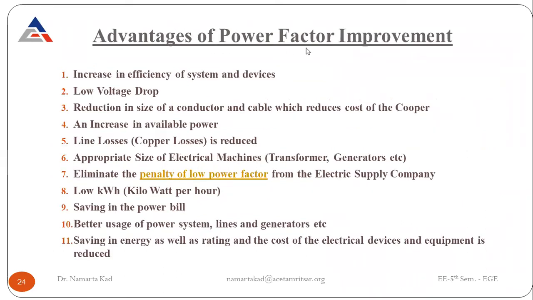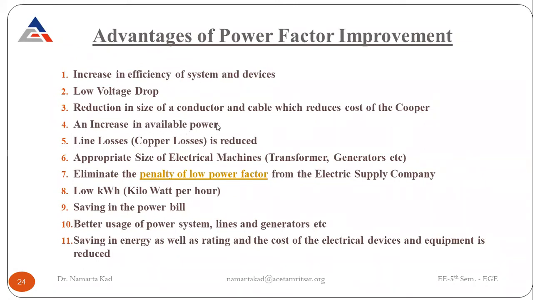Now, the advantages of power factor improvement. The first one is increase in the efficiency of the system and devices. If the power factor is improved, actually this topic is the reverse of the previous topic. If the power factor is improved, our current starts decreasing, and low current is beneficial. Current is low, losses are low, and efficiency is improved. So: increase in the efficiency, low voltage drop, reduction in the size of conductor and cable, which reduces the cost of the copper, and increase in the available power.